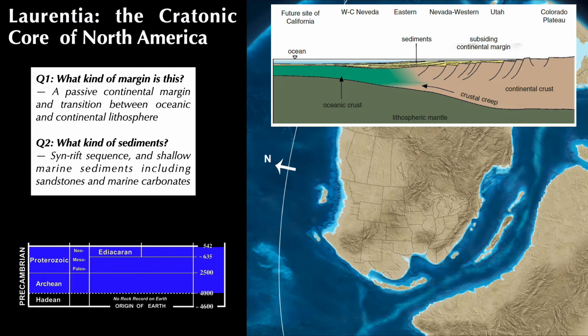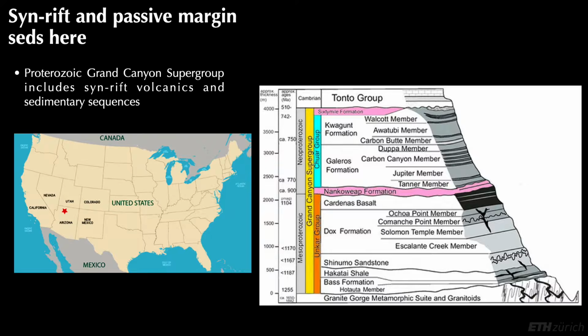In cross-section, this would have looked like this image in the upper right with a subsiding continental margin and syn-rift sediments followed by shallow marine deposition of sandstones and marine carbonates. And this sequence of Proterozoic syn- and post-rift sediments is preserved primarily in the Grand Canyon and is referred to as the Grand Canyon Supergroup. The base of the Grand Canyon Supergroup is mainly syn-rift sediments and volcanics, whereas the upper section is syn- and post-rift dominantly sedimentary sequences.